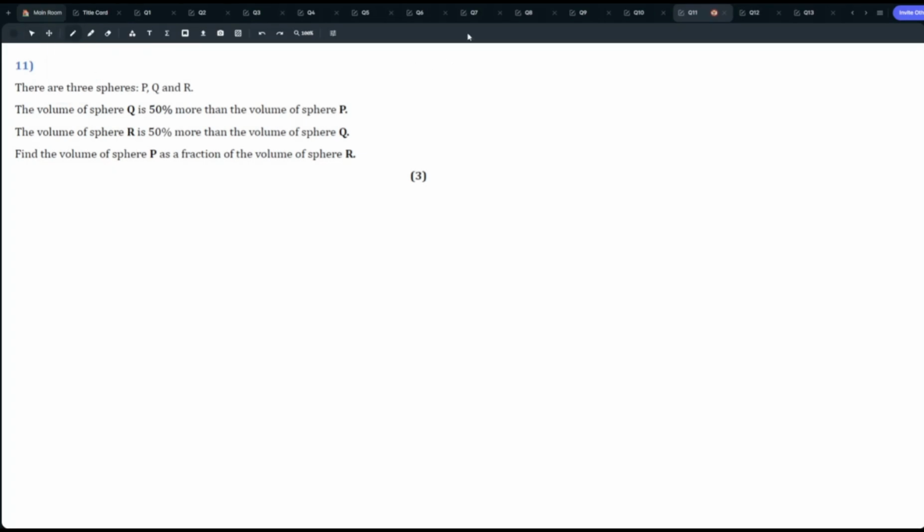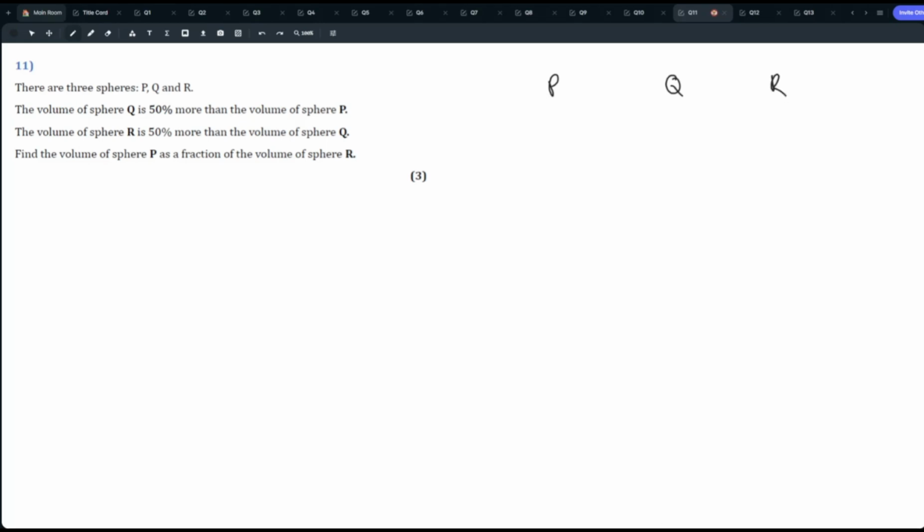There are three spheres, P, Q, and R. The volume of sphere Q is 50% more than volume of sphere P. The volume of sphere R is 50% more than volume of Q. Find the volume of sphere P as a fraction of the volume of sphere R. Okay, so with this one, it is saying there's three spheres. Okay, we have P, we have Q, and then we have R.